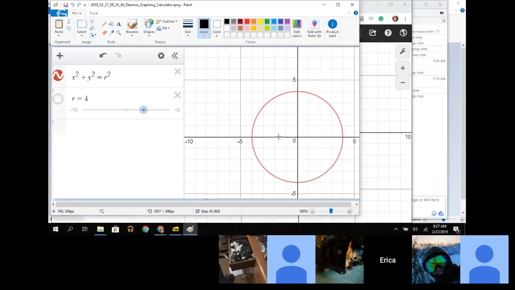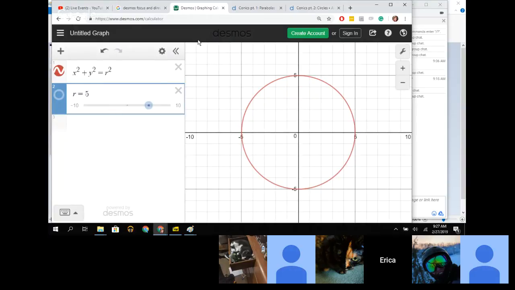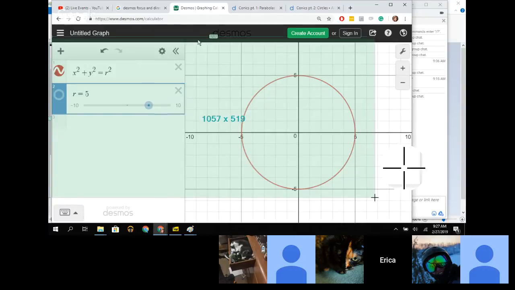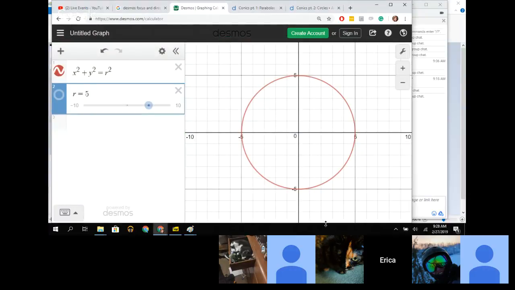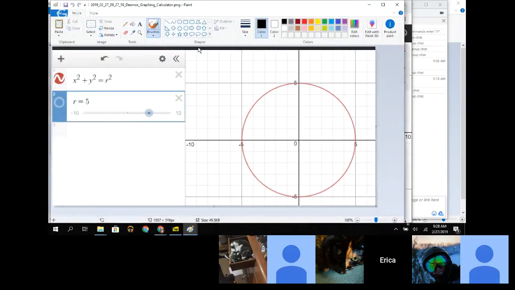pre-calc, if anyone takes pre-calc. Anybody take pre-calc? Oh, let me do this. Let me make it a little easier for myself. I'm going to make it a radius of 5. And then I'll show you. So if you're going to take pre-calc, or even if you're not, it's still important to understand where does this formula for a circle come from?